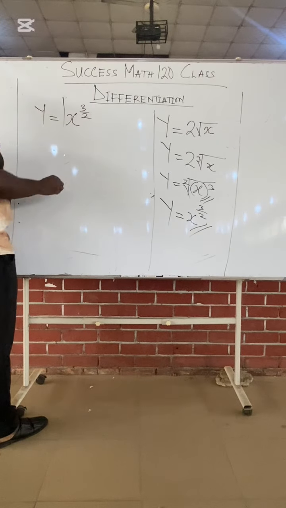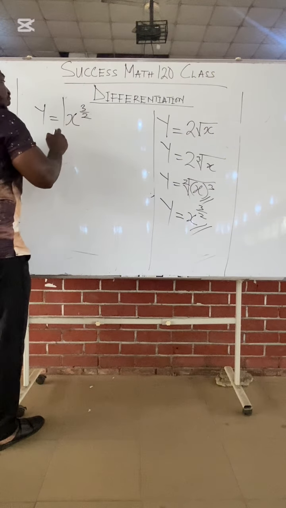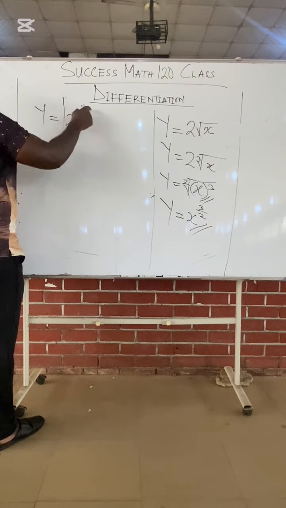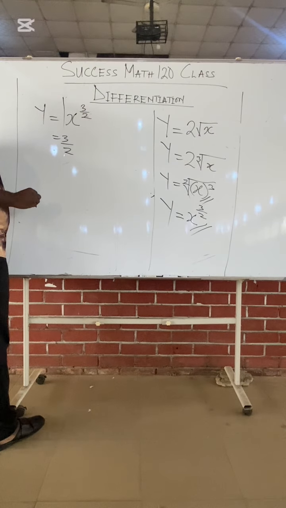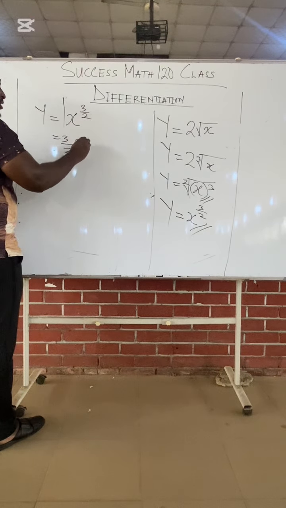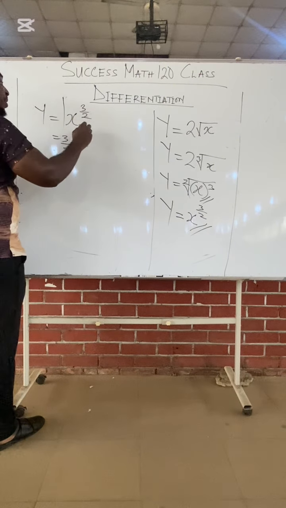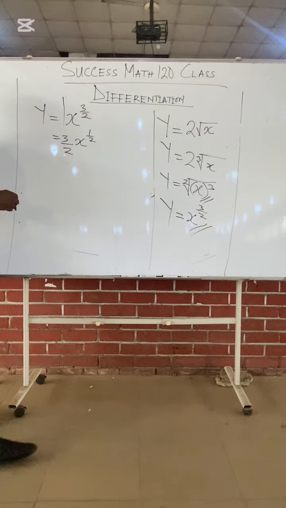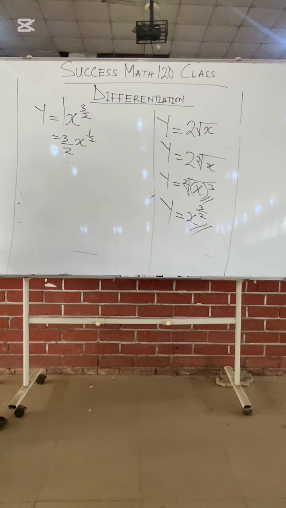Class, there's an invisible 1 here as the coefficient. So, multiply coefficient and power. 1 times 3 over 2 is 3 over 2. Now, subtract 1 from the power. 3 over 2 minus 1 will be 1 over 2, because 3 over 2 is 1.5, and 1.5 minus 1 is 0.5. 0.5 means 1 over 2.